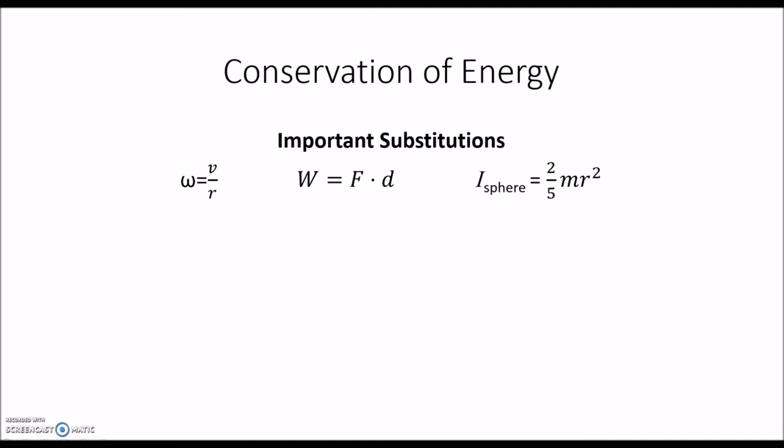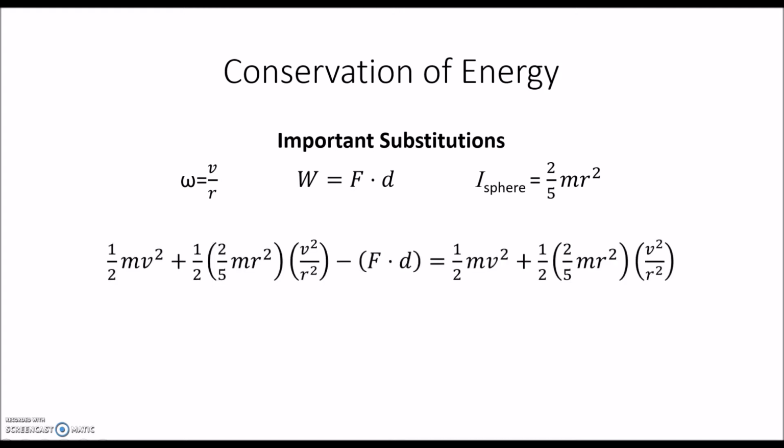The third and final substitution we're going to make is that the moment of inertia of a sphere is equal to 2/5 times the mass times the radius squared. After substituting in these important things, our equation is going to look something like this. It is only going to have one unknown value, that being the velocity after it's traveled the 10 feet. And this equation becomes surprisingly easy to solve.